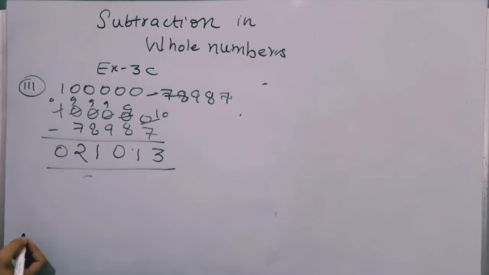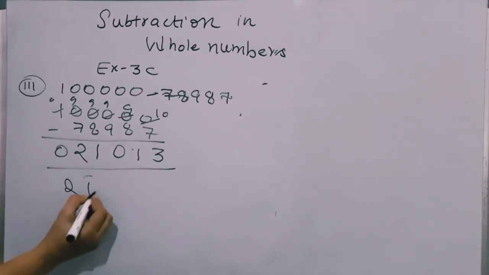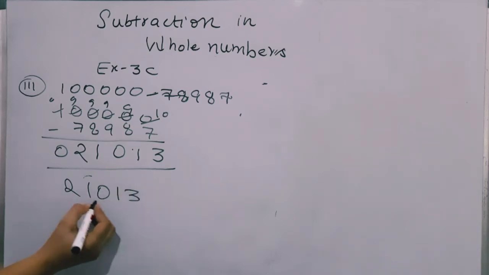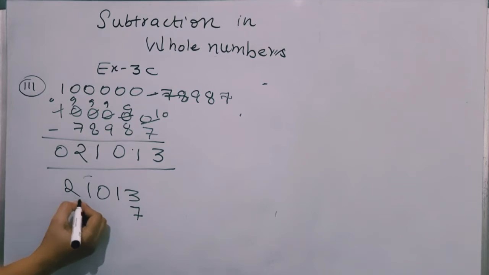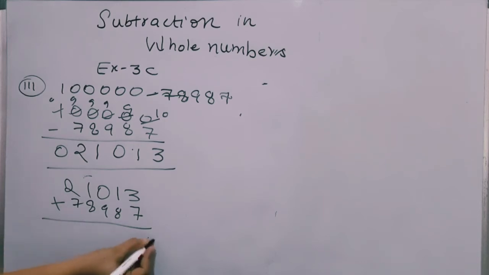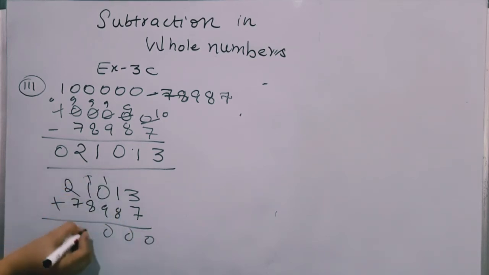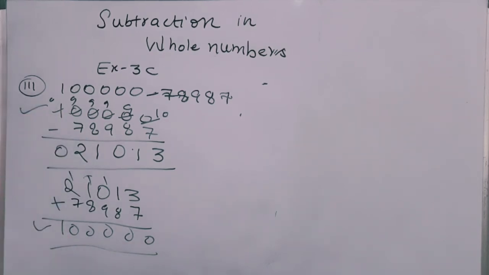Now what we have to do? We have to check our answer. For that, 21013 will be added to 78987, right? 78987. Now I am going to add it for you. So yes, we have got the same answer, right students? That means our subtraction is correct.